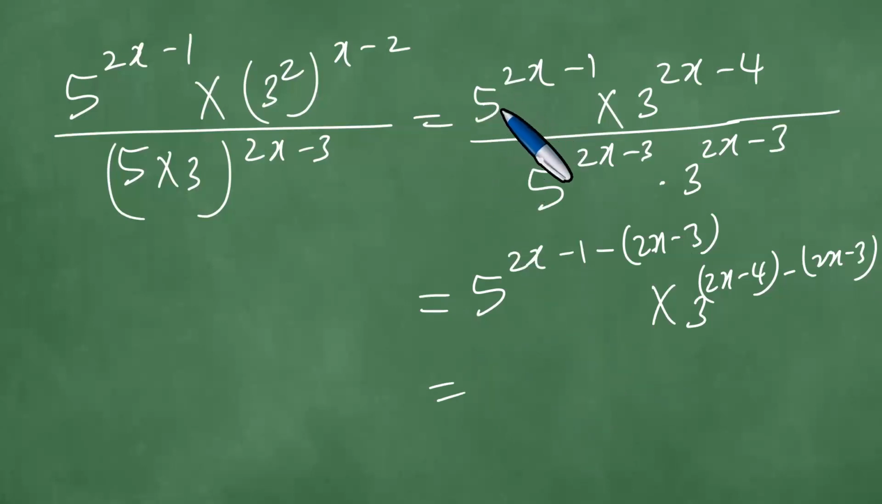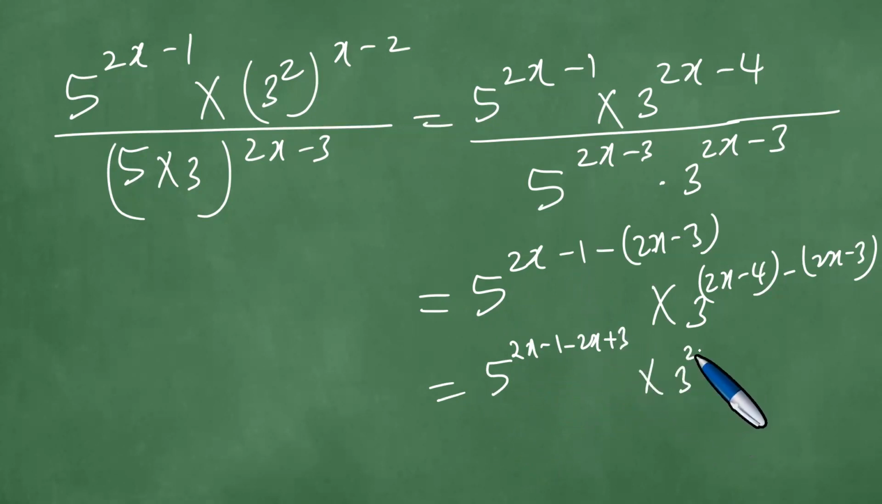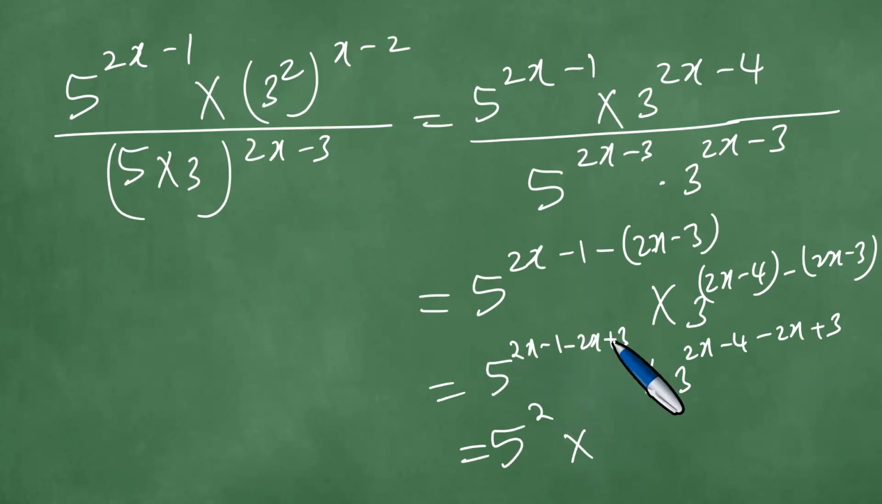Because you look in the bases here, base 5, and subtract the powers, because you're dividing, and subtract the powers. And then it's 5 to the power... What is 2x? Yeah, this one is 2x minus 1 minus 2x plus 3, which is 2x minus 4 minus 2x plus 3. Okay, what is 2x minus that? So 3 minus that, 2. Okay, because 2x minus 2x is 0, and then 3 minus 1 is 2.